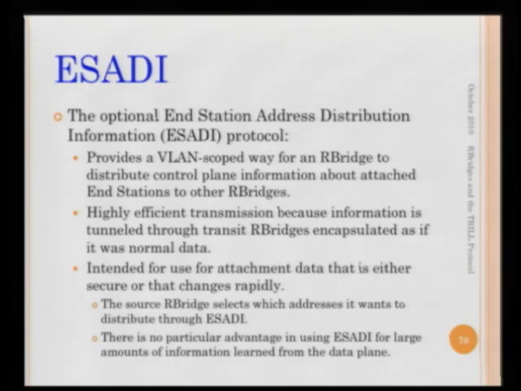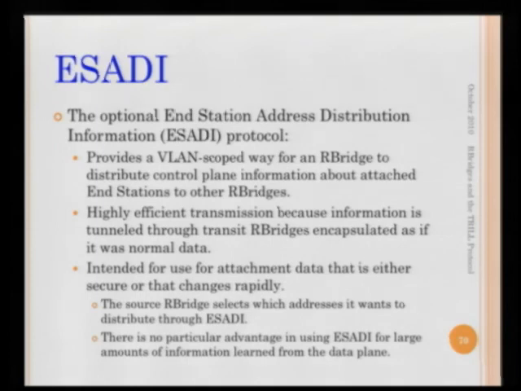There's no particular requirement, so I say the source RBridge selects which address. It doesn't have to advertise all the addresses it knows about for attached things. Other RBridges can still learn from the data plane for some of them. You might choose to use it only for certain addresses which it's more confident in, or for which the attachment will be short-lived. Because when it's using ASADI, it can also transmit the information that some address is no longer attached. When it sends out the update, it can remove an address from the data it's sending.